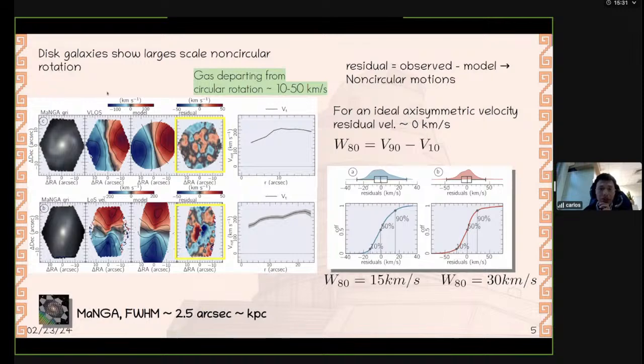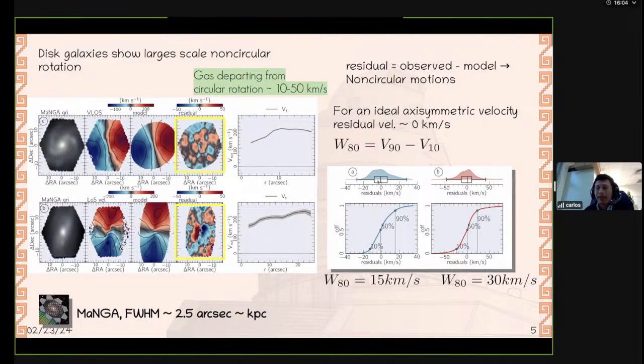If we take the residual map, we can make a quick study about the residual velocities. For instance, we can create a cumulative distribution of residuals in each case, right? This should be A, not C. For the A case, this is the residual distribution. As you observe, we have both positive and negative values, right? And this is the cumulative distribution function.